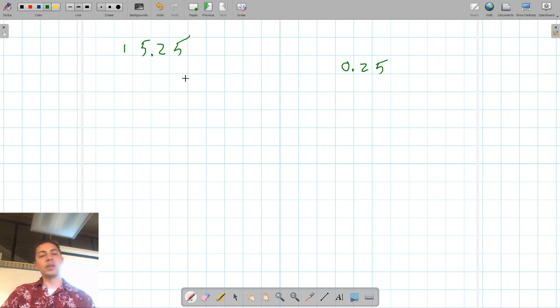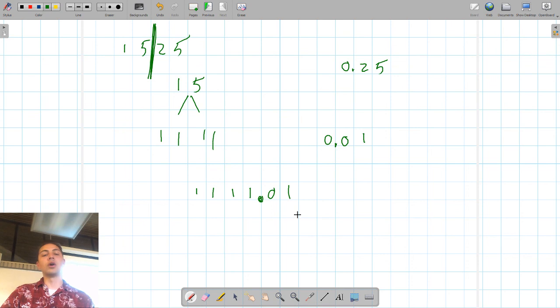So what we do is we split it up. We split up to the left of the decimal point and to the right of the decimal point. We do 2 conversions. So 15 in binary, I'll give you a hint, is 1111. 25 we've already done. That's 0.01. So when you put it all together, it's 1111.01.